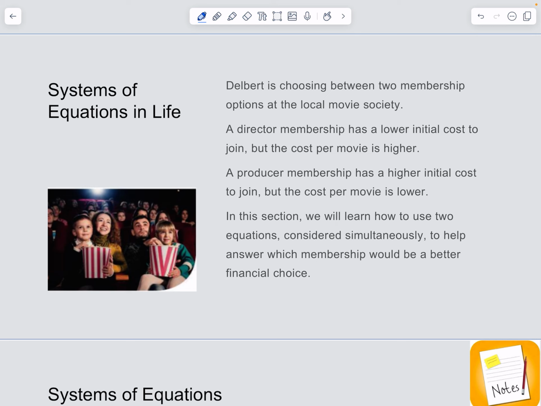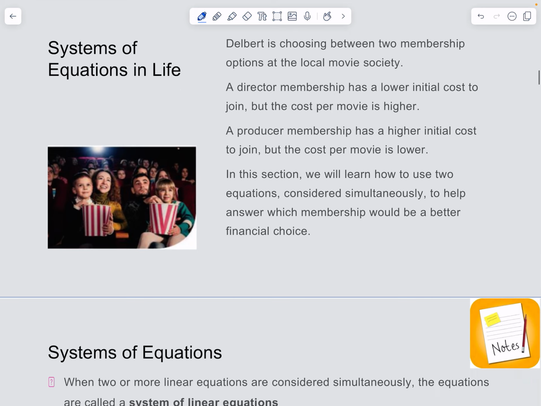This happens a lot in life where you have to make a decision considering different factors, and when you are doing that, you're actually using systems of equations probably in your head, like without even realizing it. And we're going to actually put it on paper in this chapter.